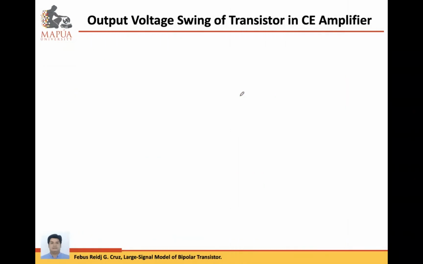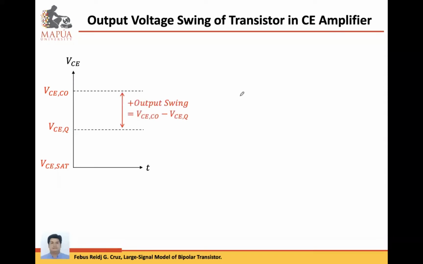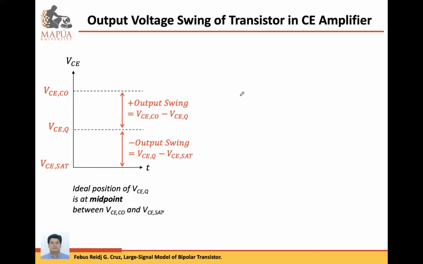Then we can also have in terms of voltage. So again, 0 is when VCE is at saturation. Maximum is VCE cutoff. And the VCE operating point ideally should be at the middle to have the maximum positive output swing as well as the maximum negative output swing.